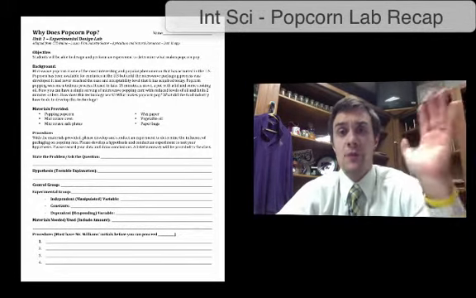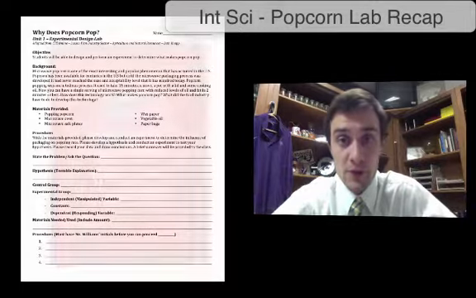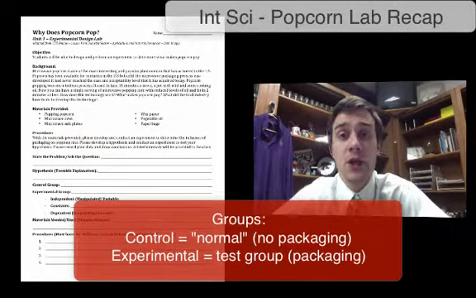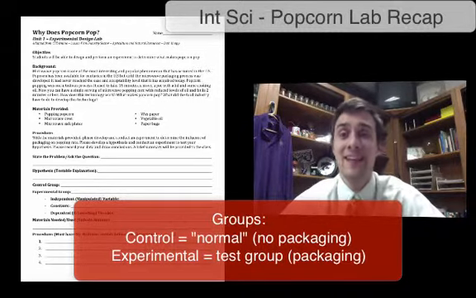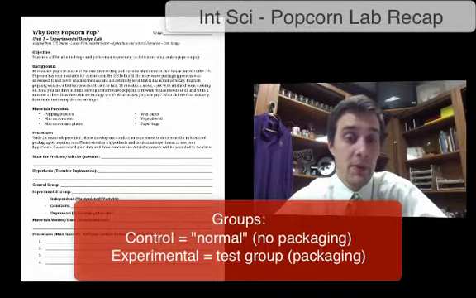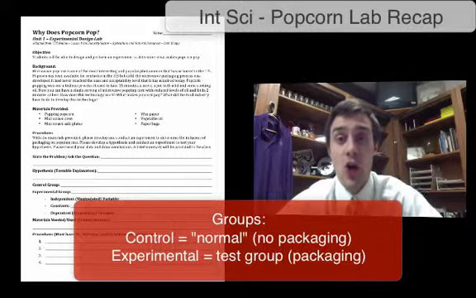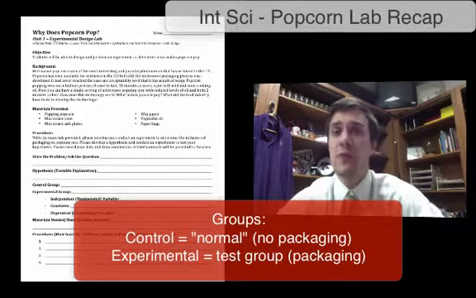The experimental group is going to be the group that we actually do the test to. So it's going to be the types of packaging, or however you're manipulating or changing the form of packaging, to see if it does influence popping rate. The control group is our normal group, provides baseline information.